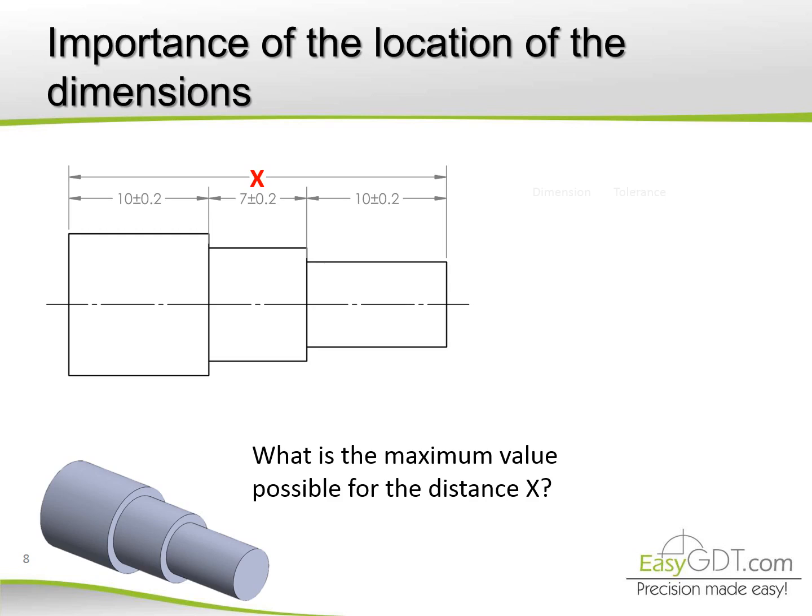A simple way to do this is to separate the dimensions from their tolerances. Then sum the dimensions and tolerances separately. At the end, add both amounts, and in this case the result is 27.6.